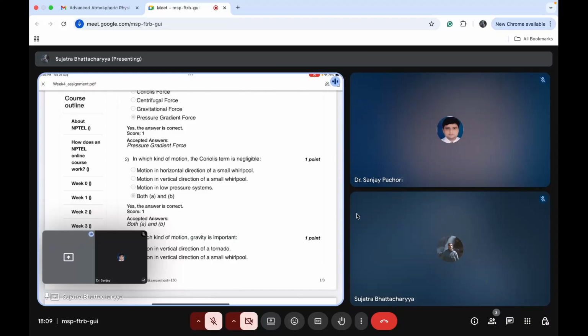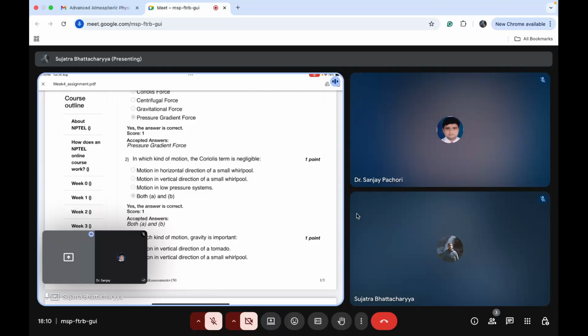So that is a kind of small whirlpool or eddy structure, which is a very small scale. The Coriolis force has nothing to do with it, because in one case you have Earth's rotation being involved, and in the other case it's a very small scale eddy. So the Coriolis force's contribution will be very, very small. Similarly, the one with a small whirlpool has negligible Coriolis force.